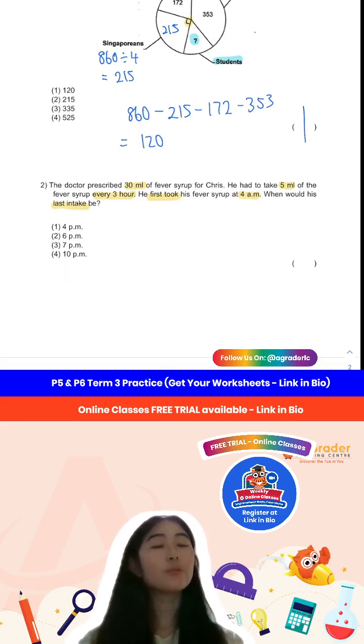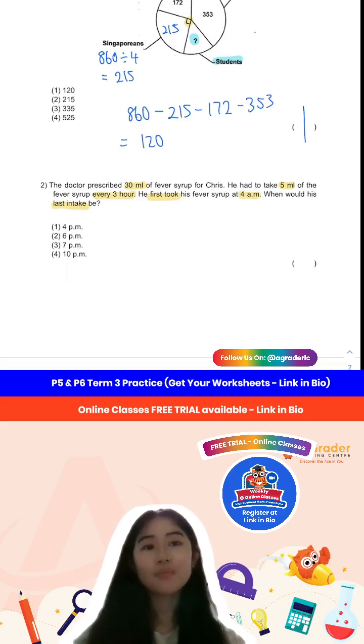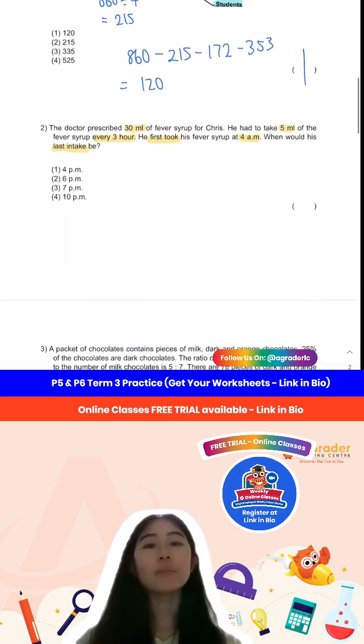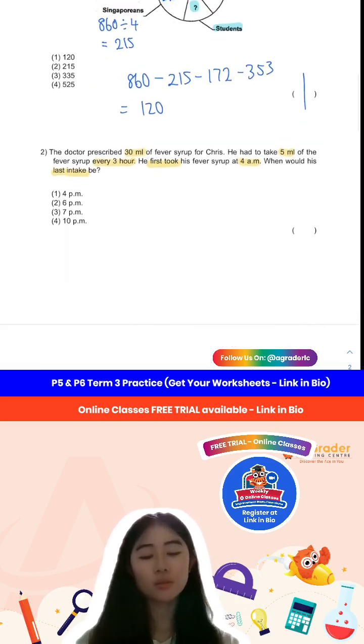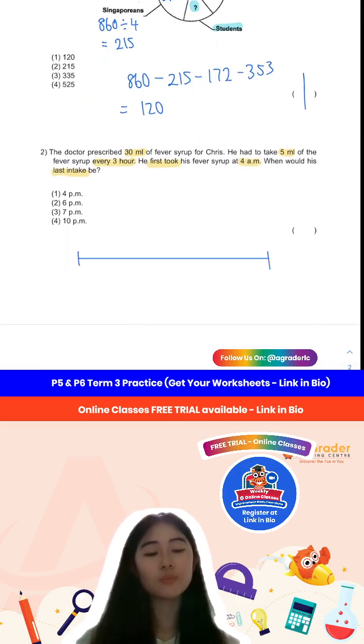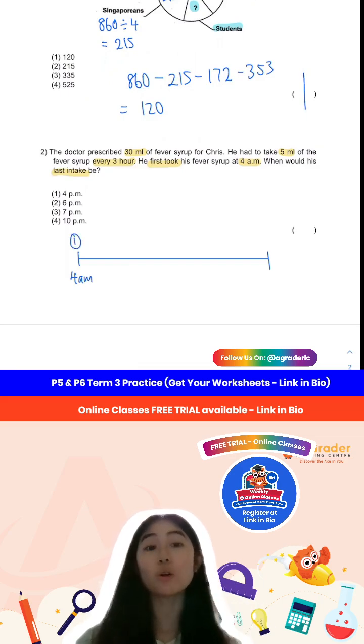Okay, so some of you say option 3, some of you say option 4. Let's go through and see which one is correct. I'm going to use the timeline for this question. So he first took the fever syrup at 4 a.m. So that is his first dose of syrup.